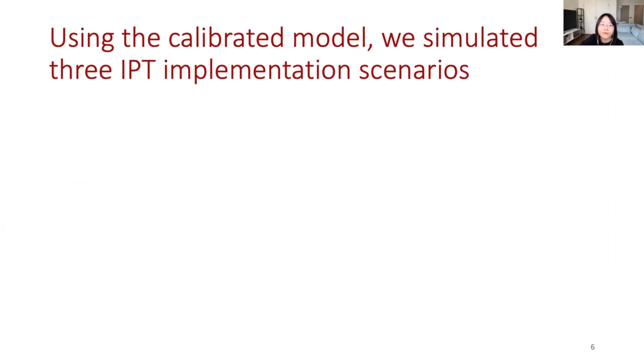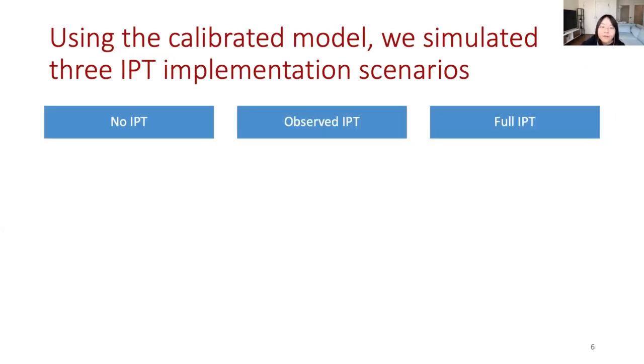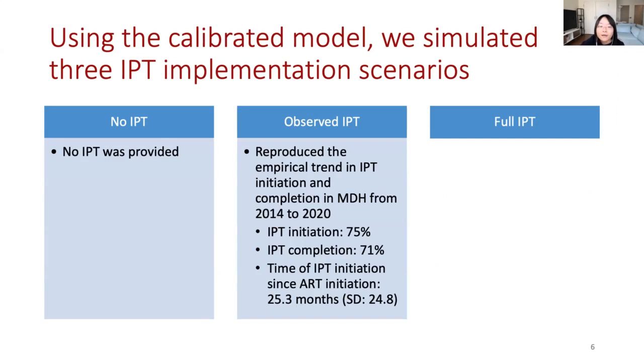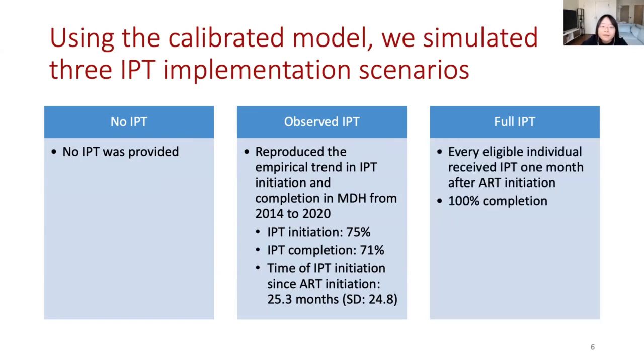And using this well-calibrated model, we simulated and compared 3 IPT implementation scenarios: no IPT, observed IPT, and full IPT. In the no IPT scenario, we assumed that no one ever received IPT in this cohort. In the observed IPT scenario, we reproduced the empirical trend in IPT initiation and completion in MDH, so that the scenario mimics the expansion program in reality. In this last hypothetical full IPT scenario, we assumed the most ideal case in which every individual who's eligible received IPT 1 month after ART initiation, and also a perfect completion rate.